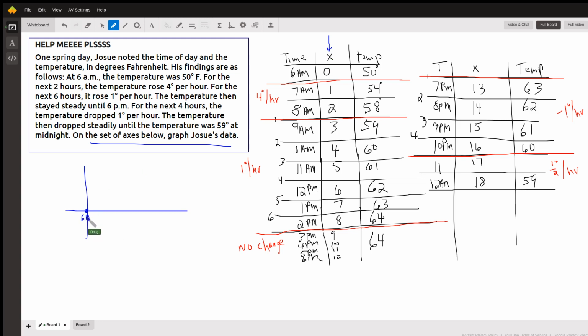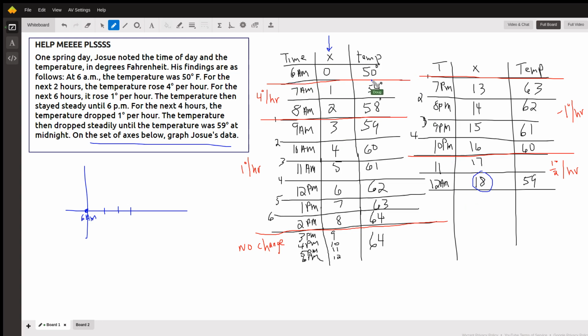And then each horizontal unit this way will represent 1 hour. So we'll start at x equals 0 and go up by 1 hour until we reach 18 hours, which is from 6 a.m. to midnight.